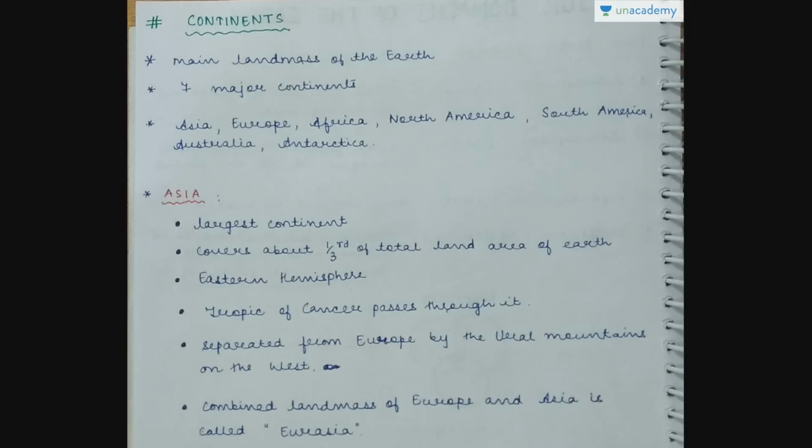The continents are the main landmass of the earth, 7 major continents. These are the continents, in decreasing order, from the largest to the smallest. Then we'll study them separately. Asia is the largest continent. It covers about 1/3 of the total land area of earth.